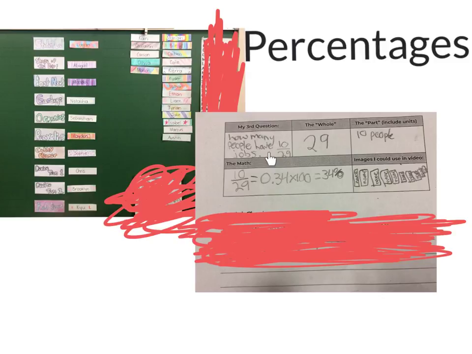So now I have to do 10 over 29, which equals 0.34, and then I have to multiply that by 100, and that will equal 34%.